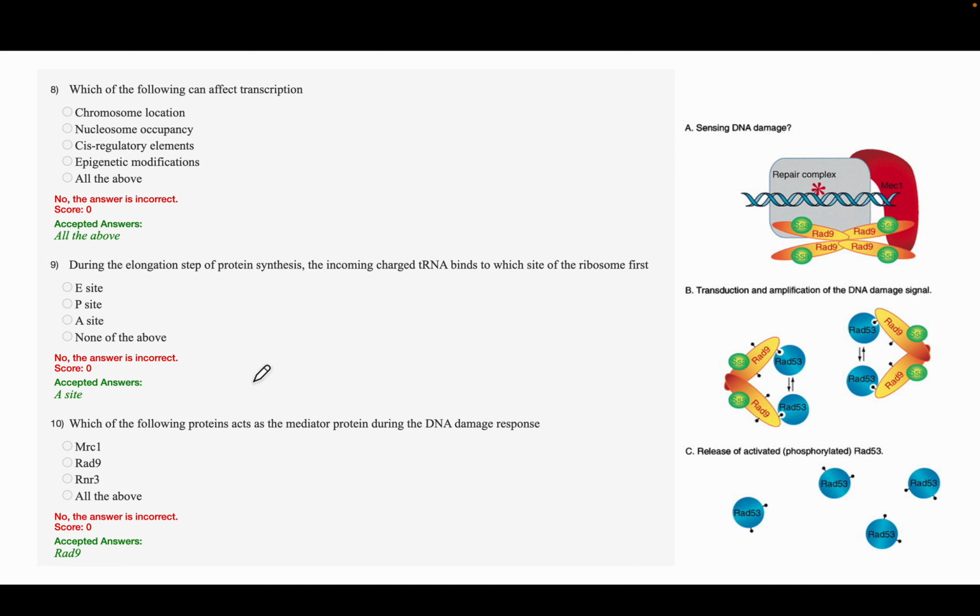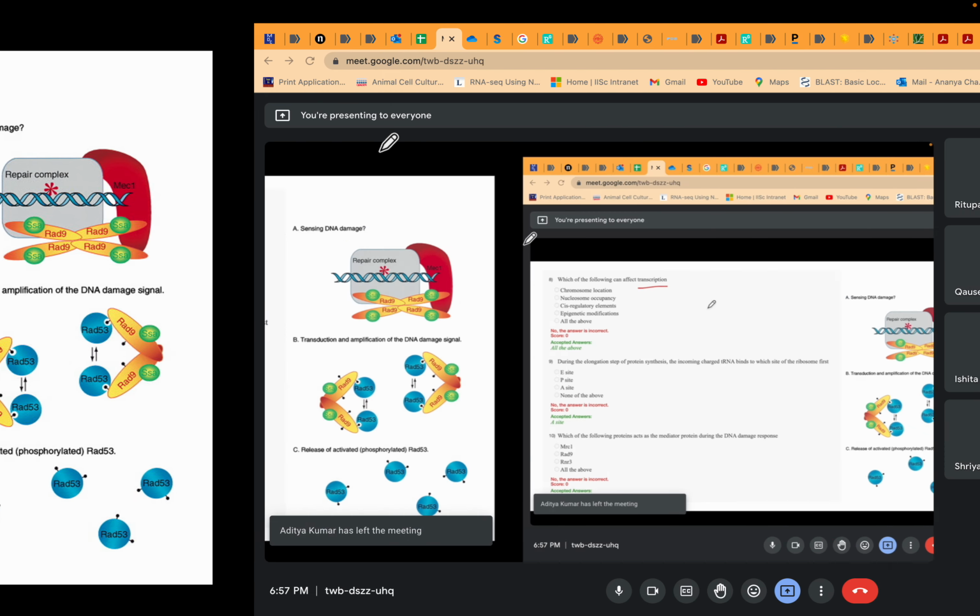Now the next question is, which of the following can affect transcription? What is transcription?